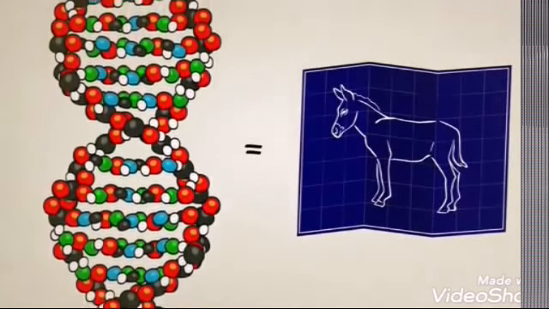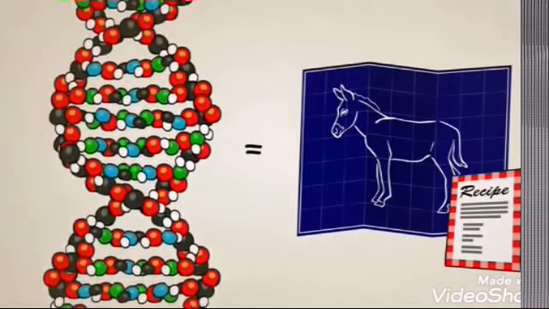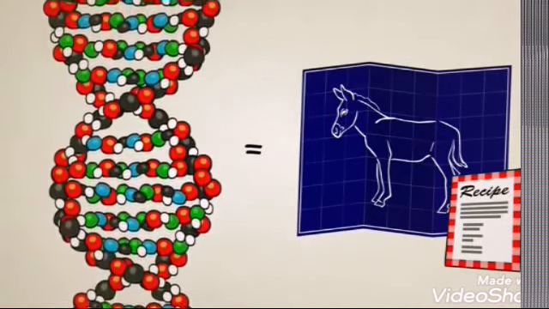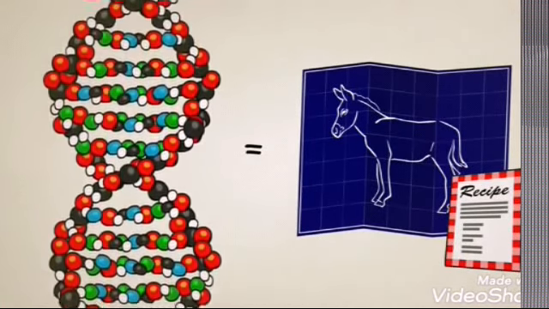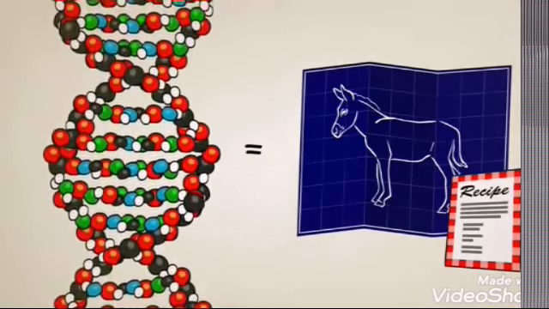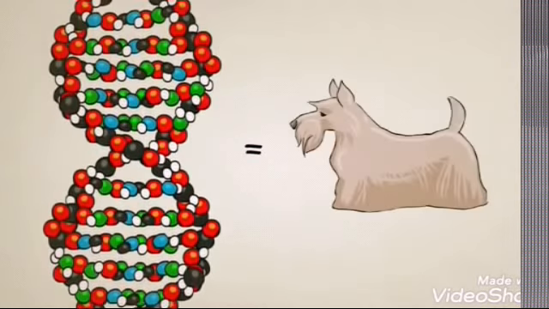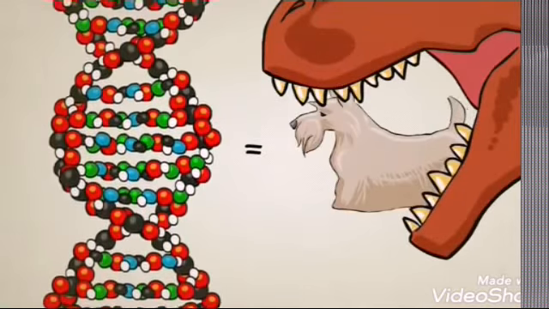as a blueprint or a recipe for a living thing. But how? How on earth can a mere molecule act as a blueprint for something as complex and wonderful as a tree, a dog, or a dinosaur?